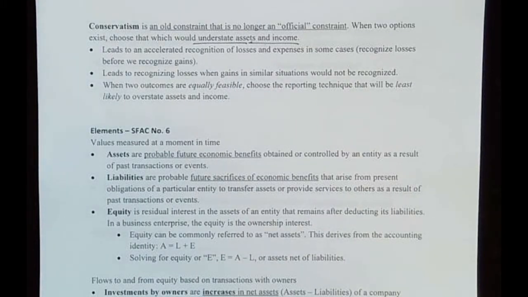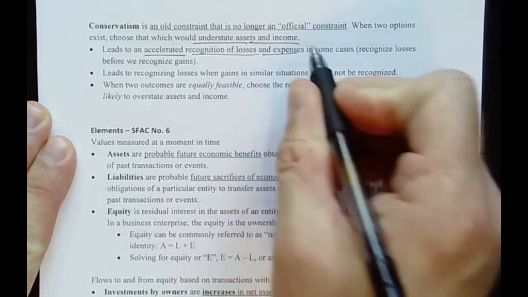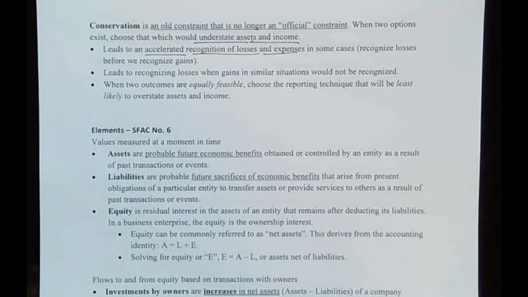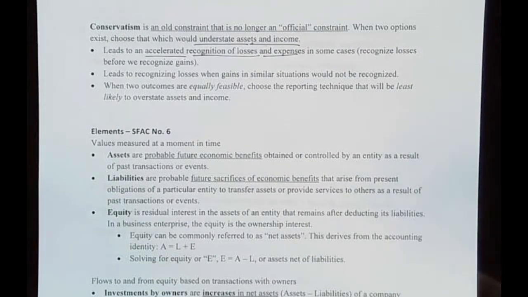And what some of the consequences of this become, in practice, is that we usually have an accelerated recognition of losses and expenses. So that means that we're going to recognize losses before we recognize a gain. We might have the same situation, the same transaction. The only difference in the transaction is that in one scenario it's a loss, in the other scenario it would be a gain. Well, we would recognize losses immediately as soon as we know that they're likely to happen, but we may defer the gain until it actually happens in the future at some point.